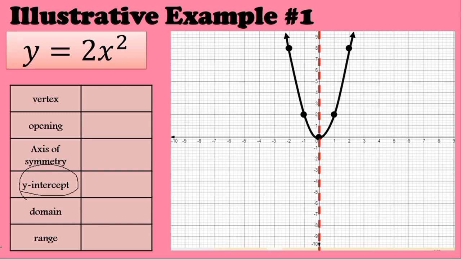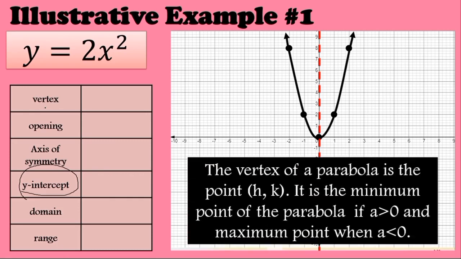And then, let us now identify the vertex. The vertex of the parabola is the point (h, k). It is the minimum point of the parabola if a is greater than 0 and maximum point when a is less than 0. Since the value of our a here is 2 and it is greater than 0, therefore, the vertex is found at the lowest point. And the lowest point of the vertex is (0, 0). It is here. This is your vertex.